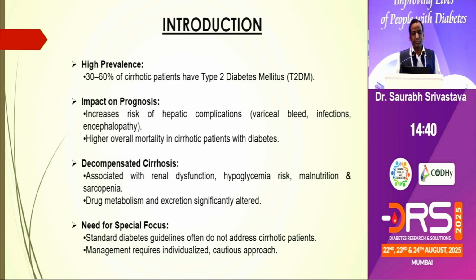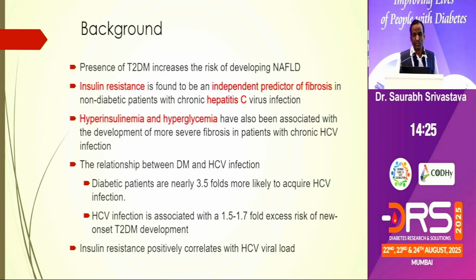Decompensated cirrhosis is associated with renal dysfunction, hypoglycemia risk, malnutrition, and sarcopenia. There is an effect on drug metabolism and excretion of the drugs, and this needs special focus, as the standard diabetes guideline does not address cirrhotic patients, and management requires an individualized and cautious approach.